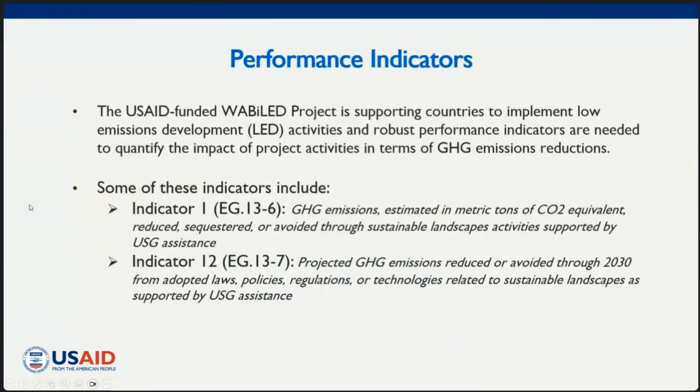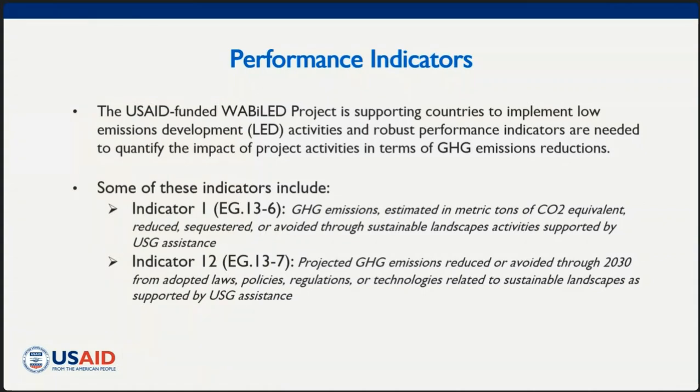So the primary two performance indicators that the USAID-funded WABiLED project reports on related to greenhouse gas emissions reductions are EG 13-6, which is the greenhouse gas emissions estimated in metric tons of CO2 equivalent, reduced, sequestered, or avoided through sustainable landscape activities supported by U.S. government assistance.